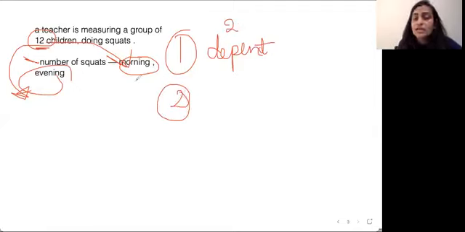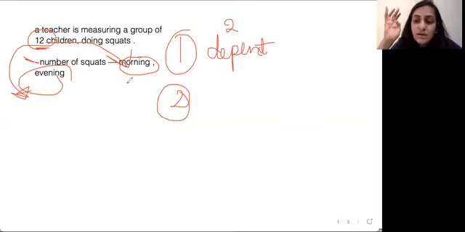Second thing, nothing has been given to me about if there is an equal number or nothing. So I want to identify whether this is a parametric or a non-parametric. What is my dependent variable here? What is the dependent variable, not the group? The teacher is measuring 12 children doing squats. Number of squats. Now it's just a number.